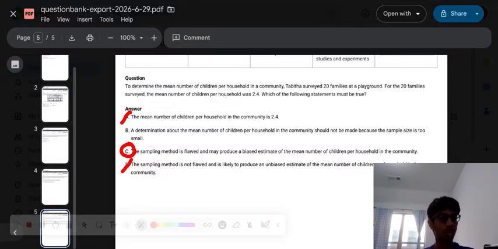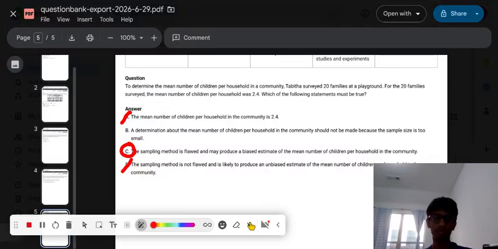20 students across 20 families across the community, the sample method might not be flawed. It could still produce some inaccuracies. However, I would say it would be more accurate than having this flawed sample. So the more pressing answer choice would be C.